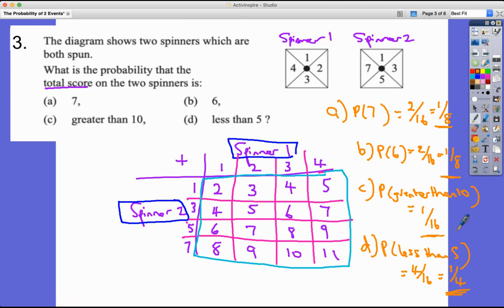Or 25%, 0.25. Okay, so again, a nice example of how once we draw a sample space diagram, that is the key to answering these questions. Never try and do it without. Okay, I hope that's been really nice and clear, and that you have gained much confidence with this topic now. Okay, good luck.